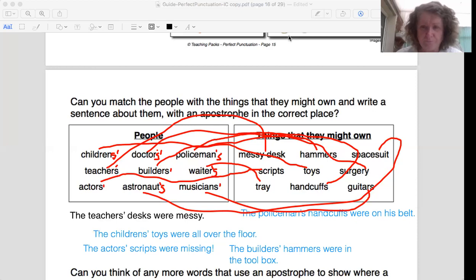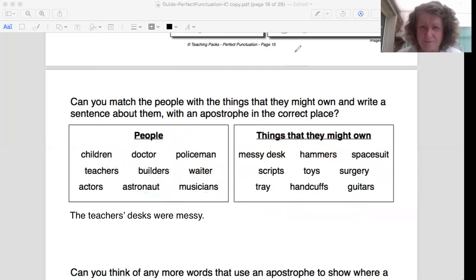So I'm going to clear the board. You ready? There you go. Have a look. What would you do? Perhaps you could take a copy of the screen and you can have a go at matching the words to things that they might own. And then perhaps you can have a go at writing a sentence with the apostrophe in the right place. Remember, if there's more than one, apostrophe goes after the S. If there's one, it goes before the S.